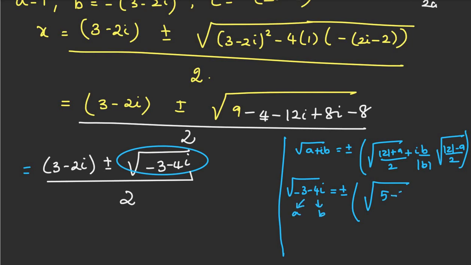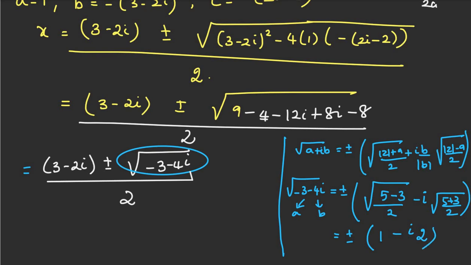So here this is root of (5 minus 3) divided by 2 plus iota into b by modulus of b. So minus 4 divided by modulus of minus 4 gives me minus 4 by 4, which is minus 1, into root of (5 minus of minus 3, that is 5 plus 3) divided by 2, which gives me plus or minus, root of 2 by 2, that is 1, minus iota into root of 8 divided by 2, that is 2 root 2 divided by 2, which is equal to 2.